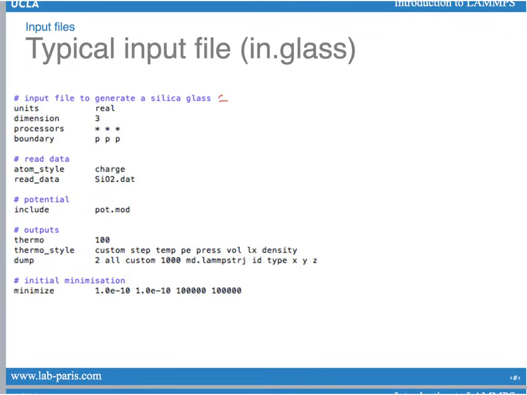Again, the first line here is a comment, started by the pound sign, so it's going to be ignored by LAMMPS. This is just for you to remember what each line is about. You can always feel free to comment your input file as much as needed.